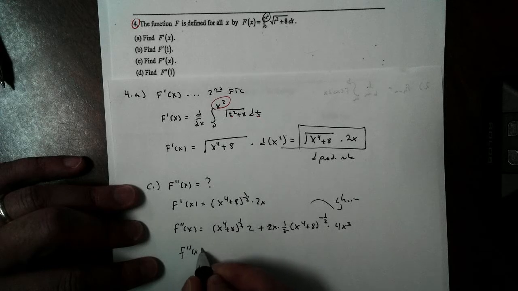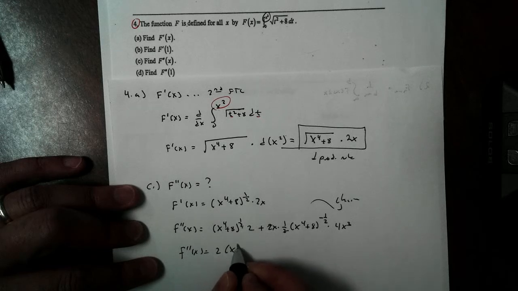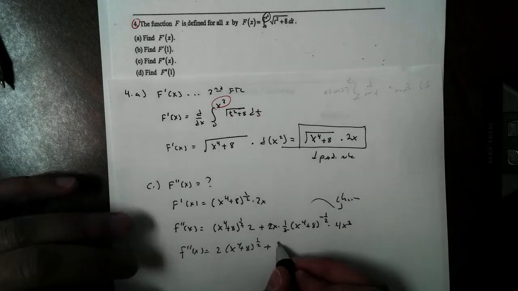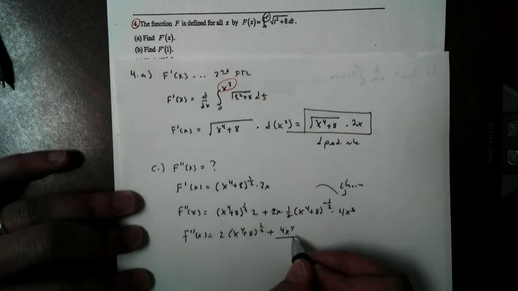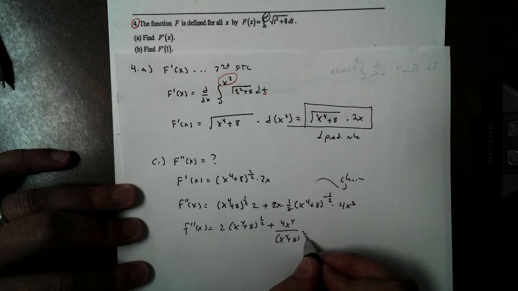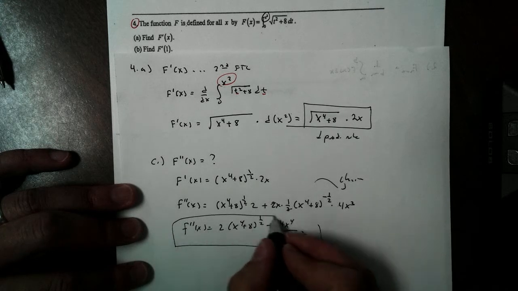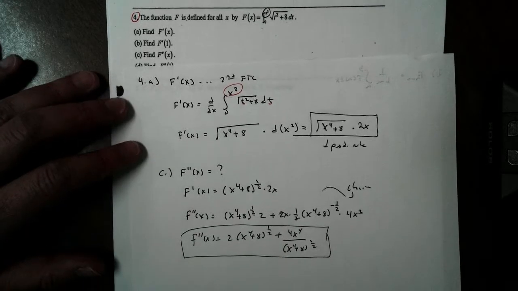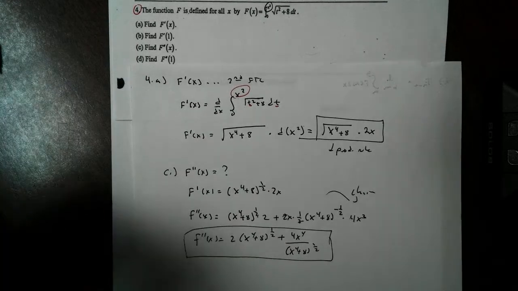F double prime is going to equal 2 times x to the fourth plus 8 to the 1/2 plus this becomes 4x to the fourth over x to the fourth plus 8 to the 1/2. You can simplify that if you want. I'm not a big fan of that. I would leave it. And then you guys can go and do part D. All you have to do is plug in a 1 and you can get that.